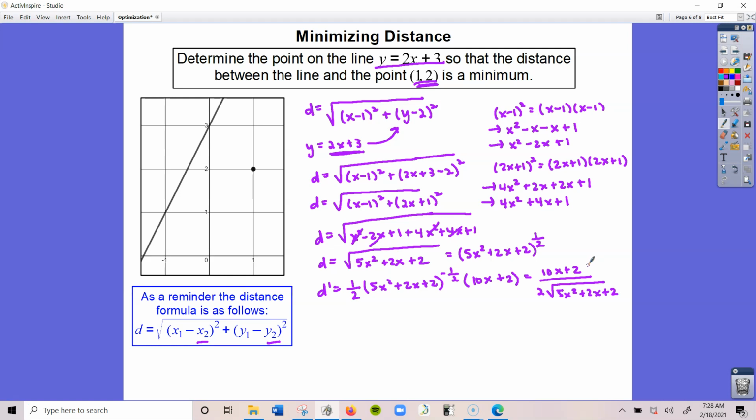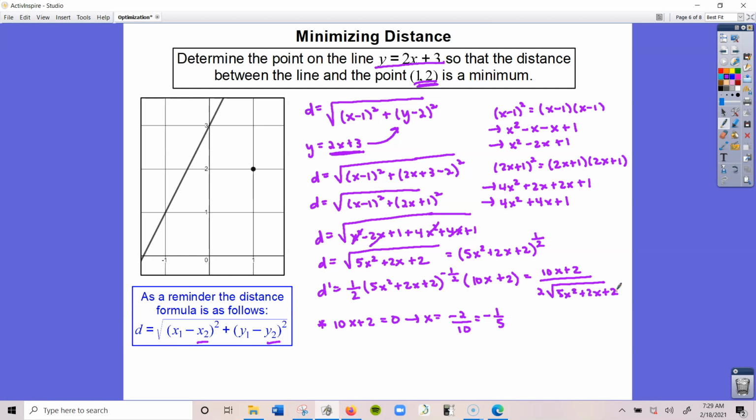Now when we're finding these critical numbers, since this is a rational function, remember that your critical numbers are both when the numerator is equal to 0 and when the denominator is equal to 0. Now, if I set the numerator equal to 0, I would have to subtract the 2 and then divide by 10, which can then be simplified to negative 1 over 5.